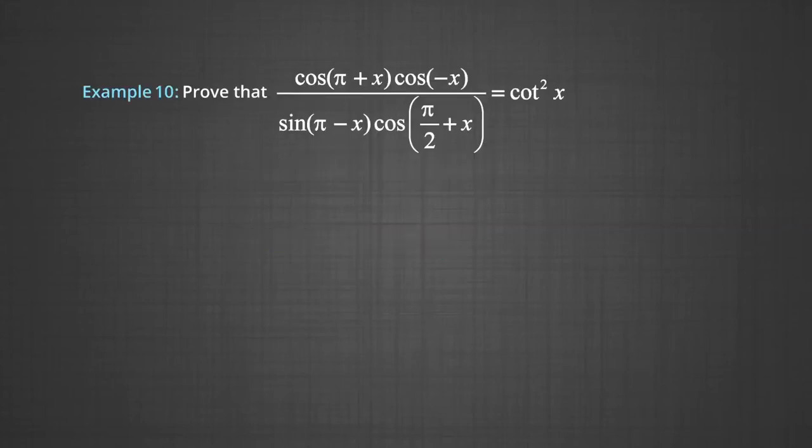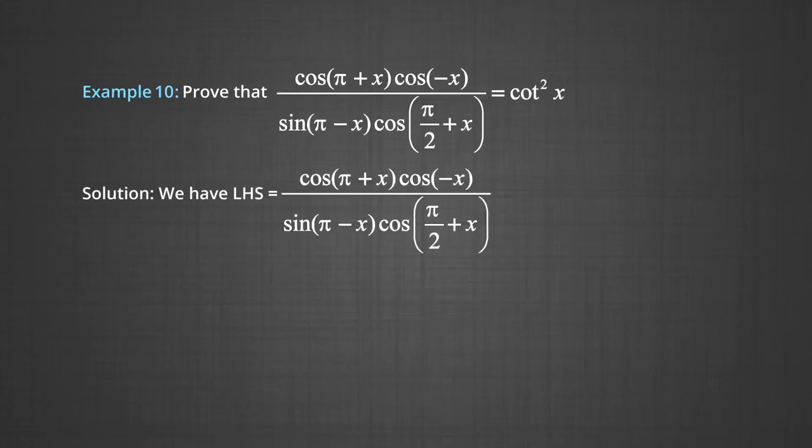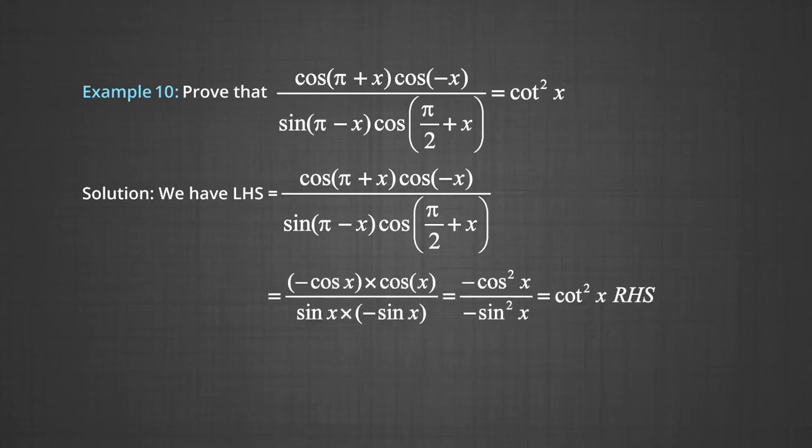In example 10, we will prove that cos of pi plus x cos of minus x divided by sin of pi minus x into cos of pi by 2 plus x is equal to cot square x. Left hand side is cos of pi plus x cos of minus x divided by sin of pi minus x cos of pi by 2 plus x, which is equal to minus cos of x into cos of x divided by sin of x into minus times sin of x. So, numerator is minus cos square x and denominator is minus sin square x, which on division becomes cot square x, which is same as our right hand side.